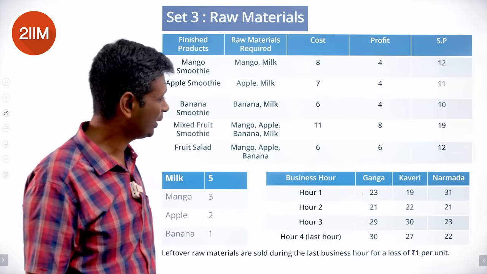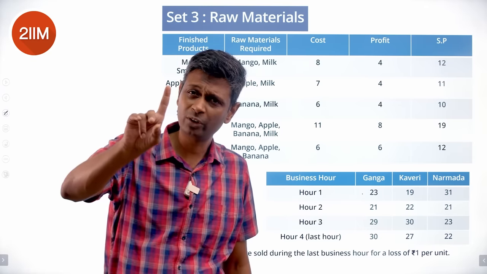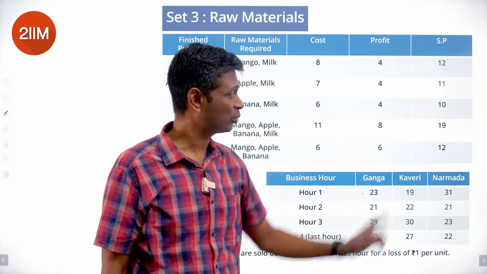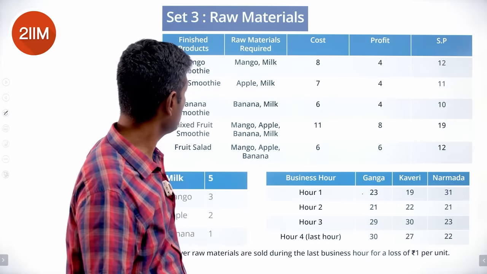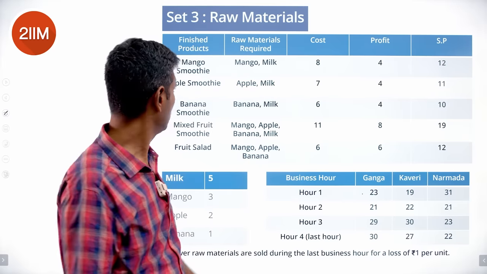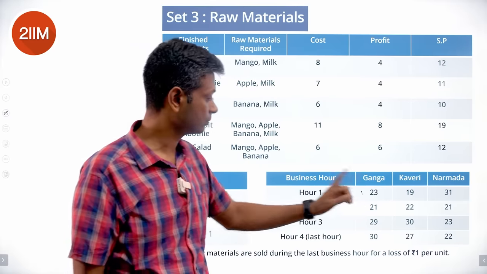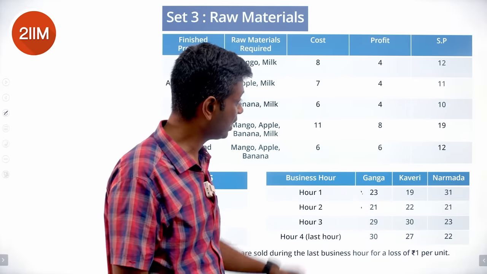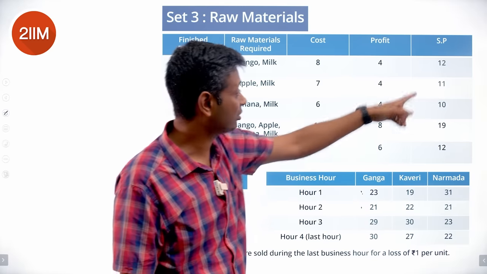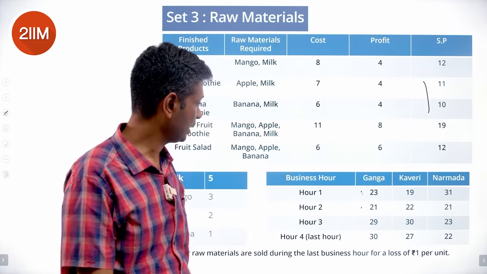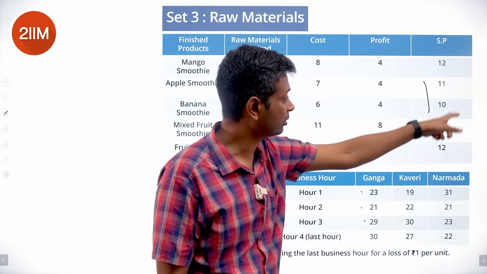in the first business hour you make 23. 23 cannot be got by selling only one. 23 among these is 12 plus 11. So it's either mango smoothie and apple smoothie, or apple smoothie and fruit salad. In the second hour, Ganga makes 21. It is only 11 plus 10. The third hour, Ganga makes 29, which is only 19 plus 10.